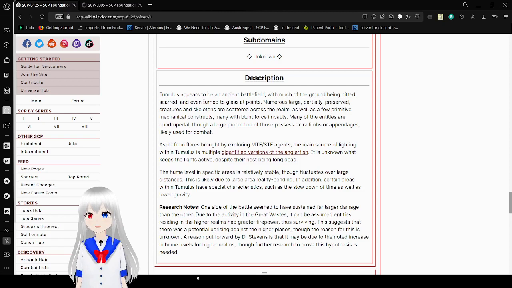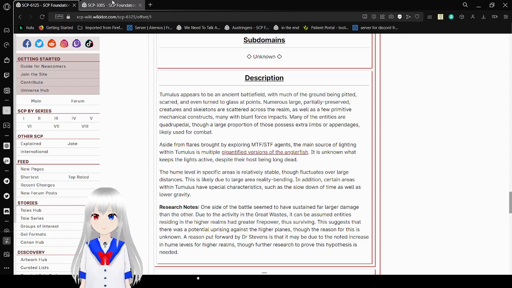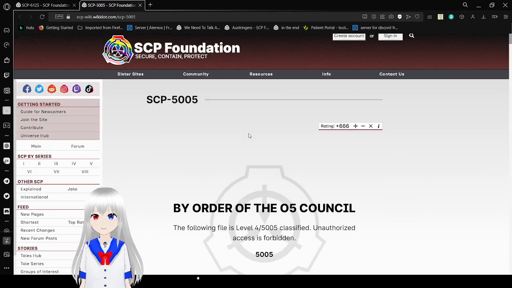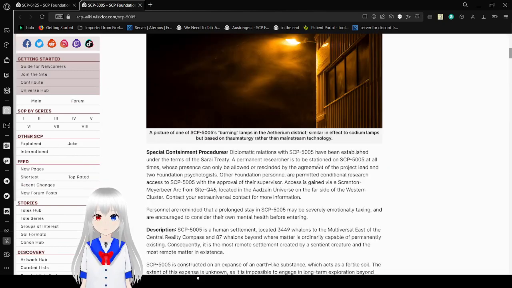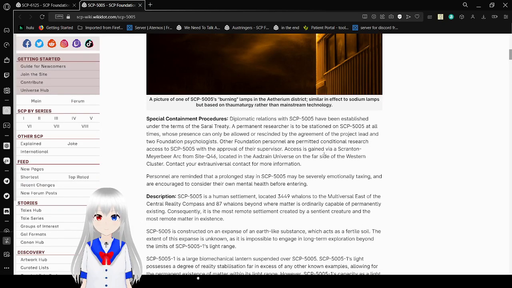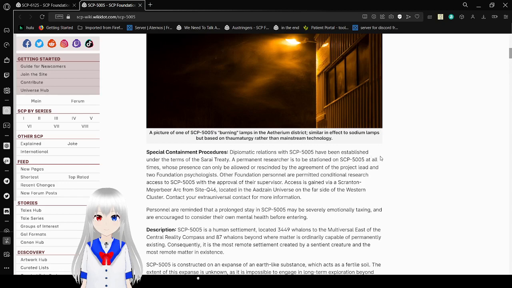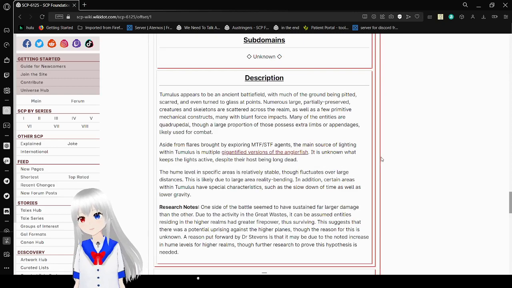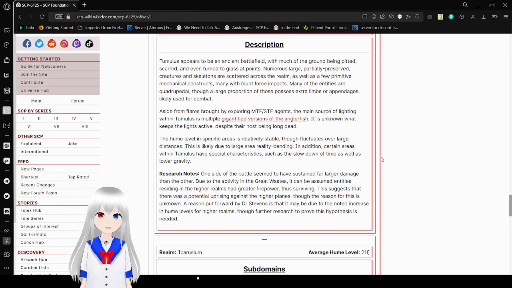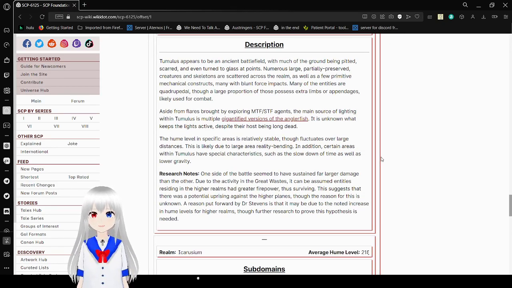Aside from flares brought by exploring MTF or SCF agents, the main source of lighting within Tumulus is multiple gigantified versions of anglerfish, which appears to be SCP-5005. We can read that another time, though. It's unknown what keeps the lights active, despite their hosts being long dead.